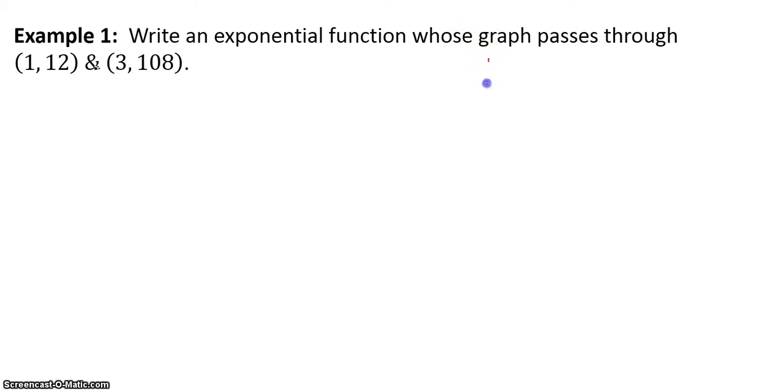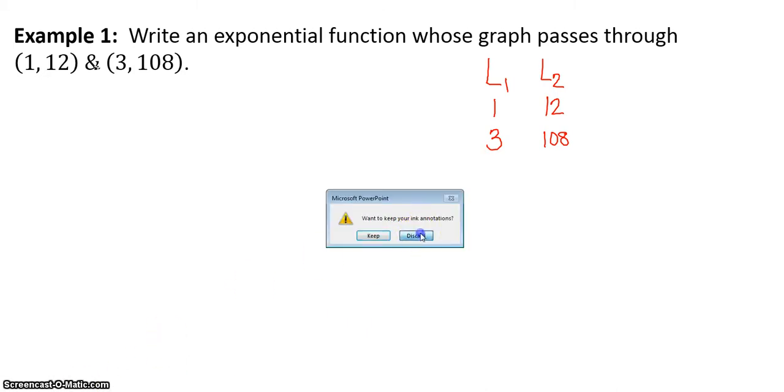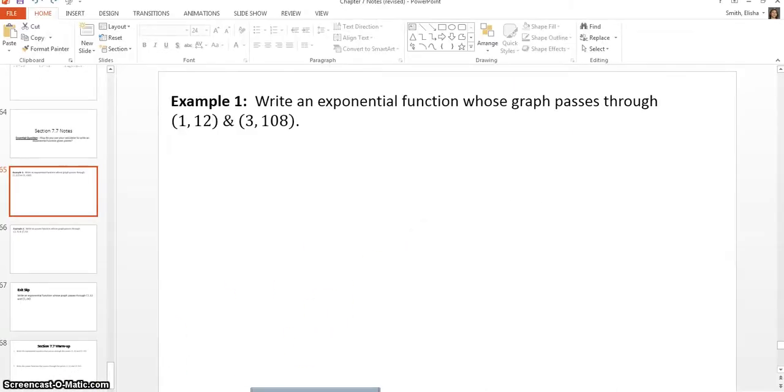Remember, that's when we go to stat and edit our two lists, where list 1 is always the x values, so in this case it'd be 1 and 3. List 2 will be your corresponding y values, so 12 and 108. Okay, so let's go to the calculator so we can walk through the steps again.